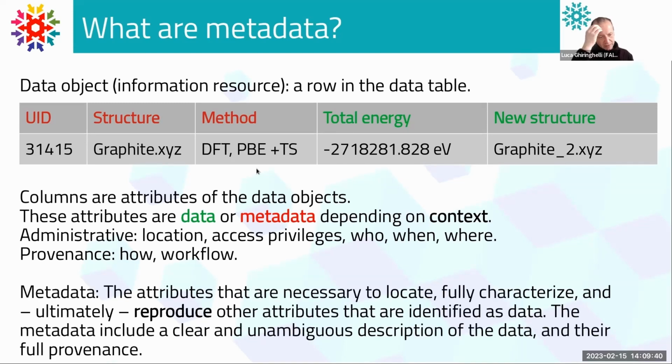So an attempt at a complete definition of metadata would be: the attributes that are necessary to locate, fully characterize, and ultimately reproduce other attributes that are identified as data. The metadata include a clear and unambiguous description of the data and their full provenance. So as you see, we stress the point of context. Depending on the context, something is data, something is metadata. And we stress also the idea of reproducibility, that is the main motivation of all this enterprise of FAIR data, to really make science reproducible.